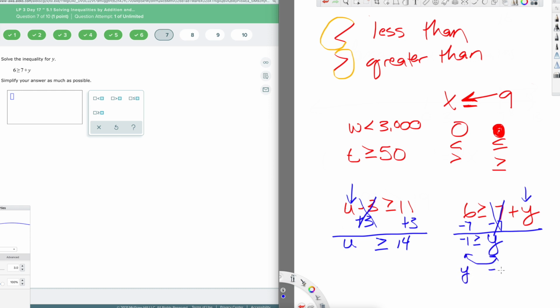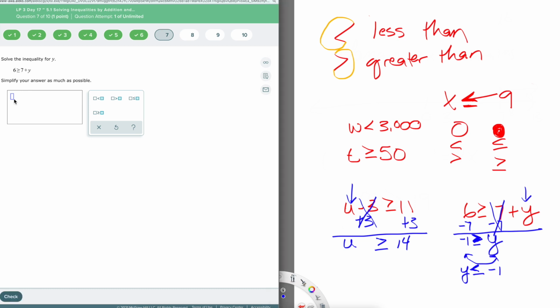Just make sure this guy is pointing at the y when you flip-flop this around. It literally is like a mirror image. We just flipped it around, quite literally. So let me go y, and now it's less than or equal to negative 1.